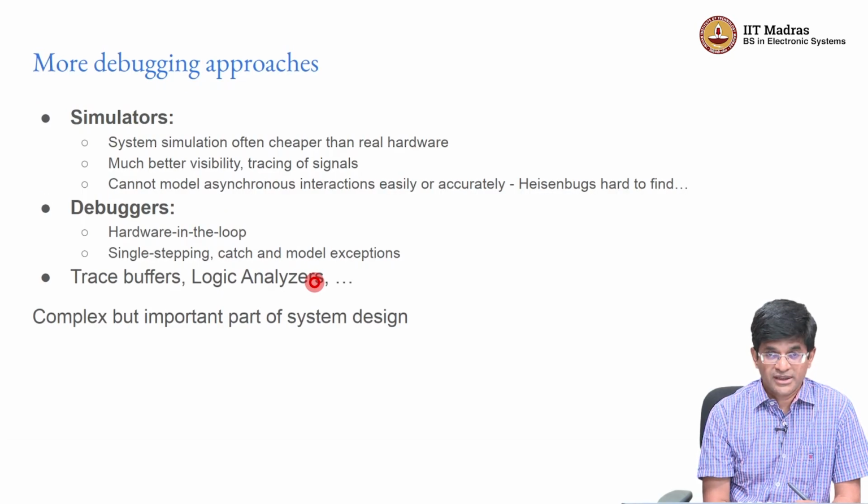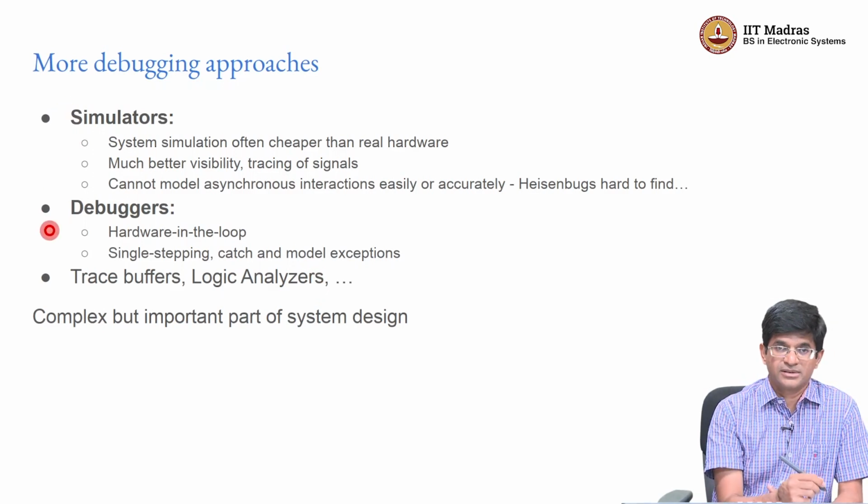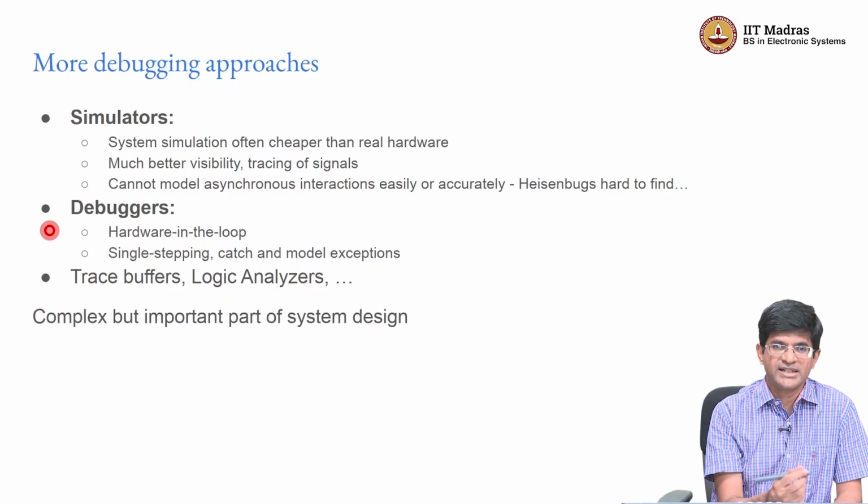There are a number of other debugging approaches that we will also be looking at in more detail later. In particular, the whole idea of system level simulators, right? In a lot of scenarios, system level simulation can be cheaper than actually building and testing on real hardware. So you first try to have a complete simulation of everything that you want to do. Simulators also give you much better visibility. You can record as many signals as you want in your simulation, right?